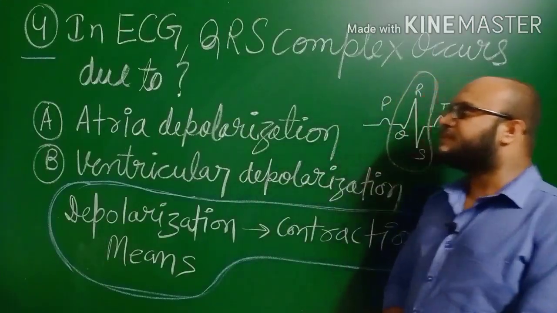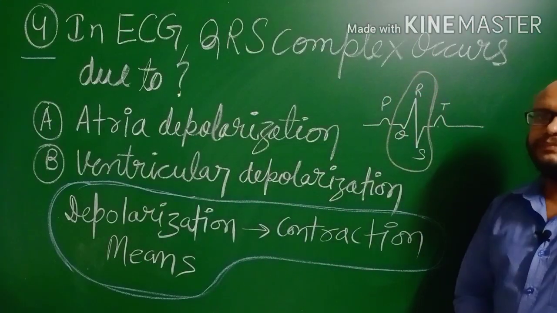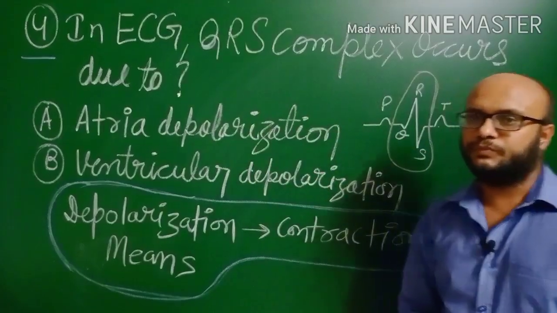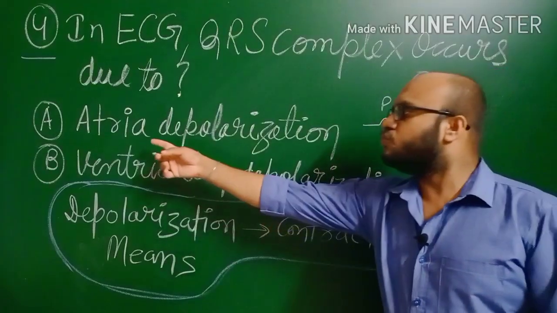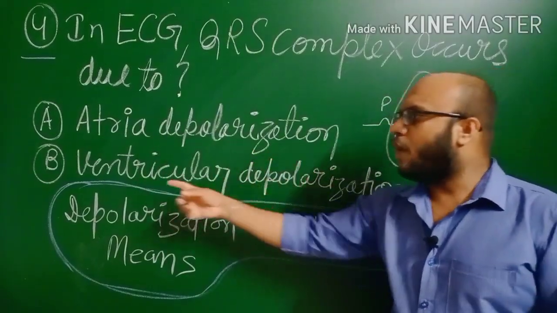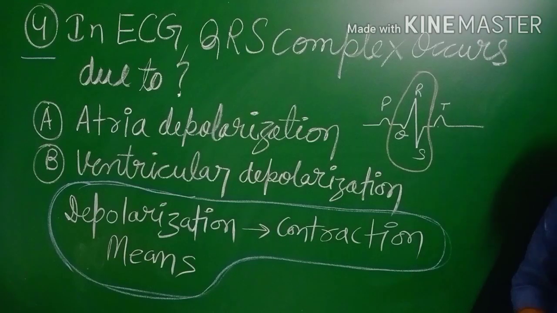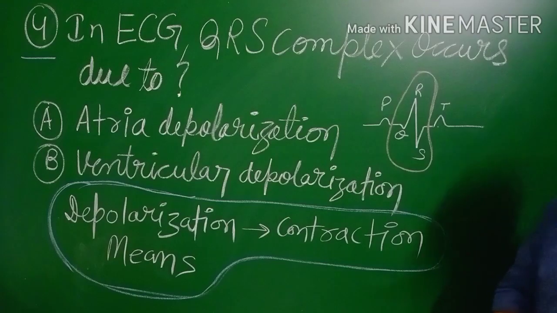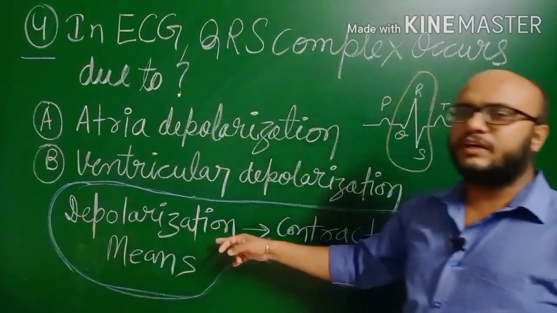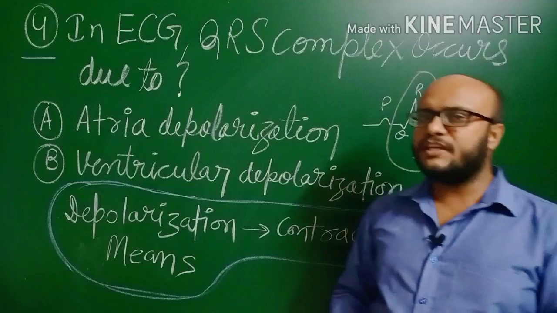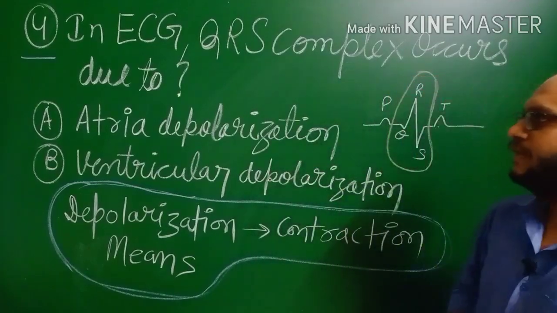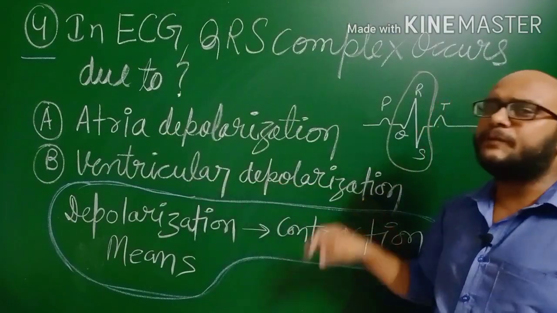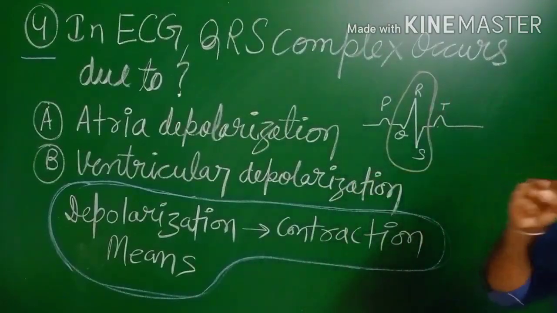Question number 4 is, in electrocardiogram, ECG, QRS complex occurs due to option A, atrial depolarization, option B, ventricular depolarization. Here the depolarization word's meaning is contraction. Depolarization of heart means contraction of heart. Atrial depolarization means contraction of atria. Ventricular depolarization, ventricles contraction.